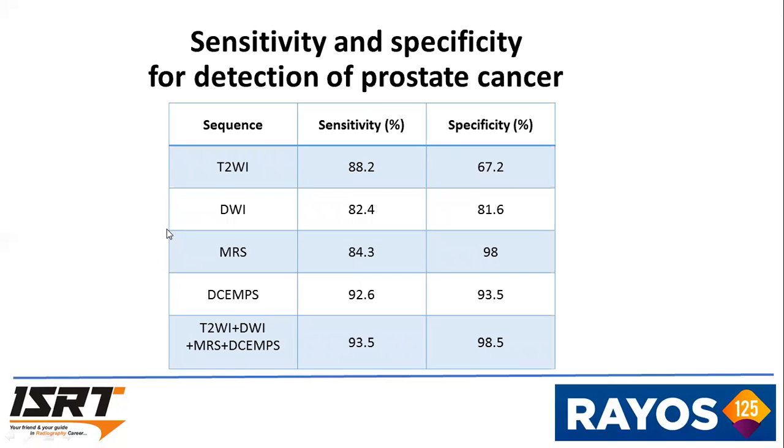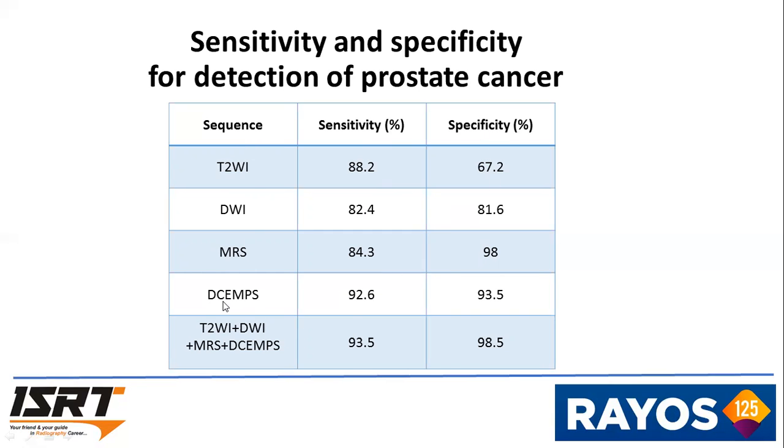Now, coming to the sensitivity and specificity. What is sensitivity? Sensitivity is the ability to detect a lesion, and specificity is the ability to characterize a lesion. If we take T2 weighted imaging alone, the sensitivity rate is 88.2% and specificity rate is 67.2%. If we take diffusion weighted imaging alone, the sensitivity is 82.4% and specificity is 81.6%. If we take MR spectroscopy alone, the sensitivity is 84.3% and the specificity is 98%.